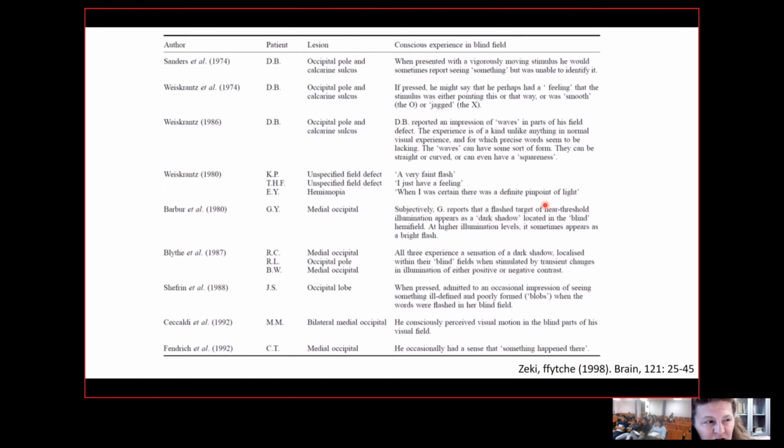Or they may have a criterion which is, I saw something, but if I compare this something to what I normally see in my good field, this is not seeing. So I may say, I better say, no, I didn't see anything. And this is the logic of the subjective reports and the importance of the subjective reports.